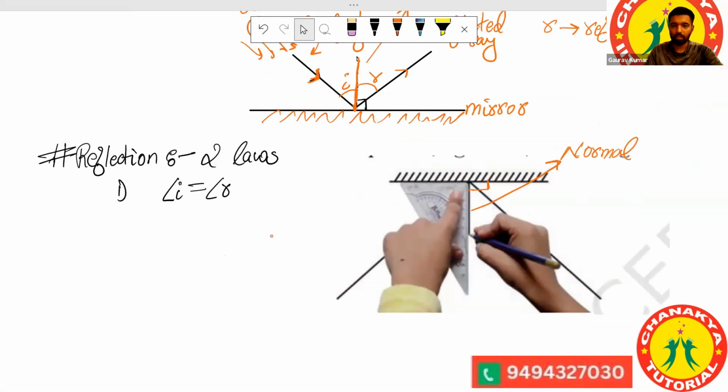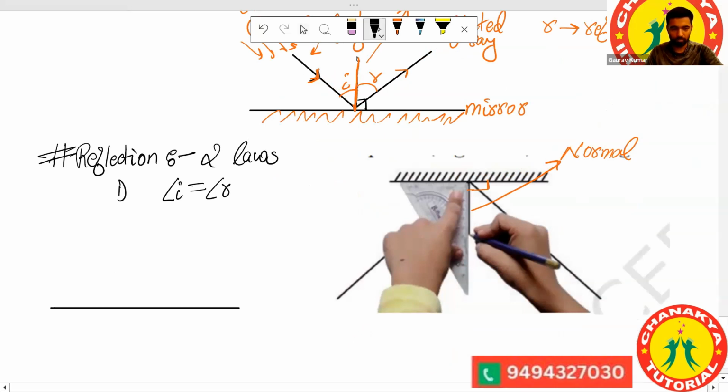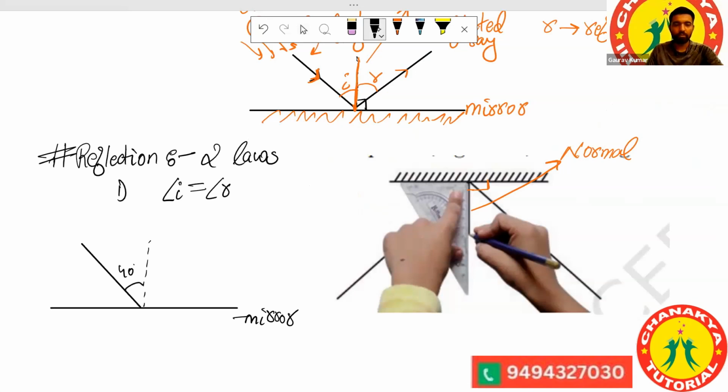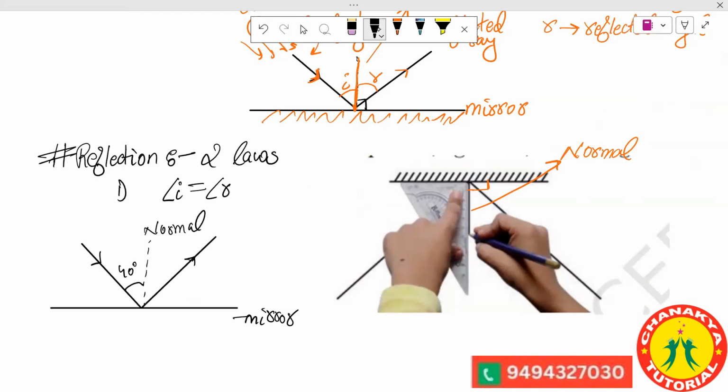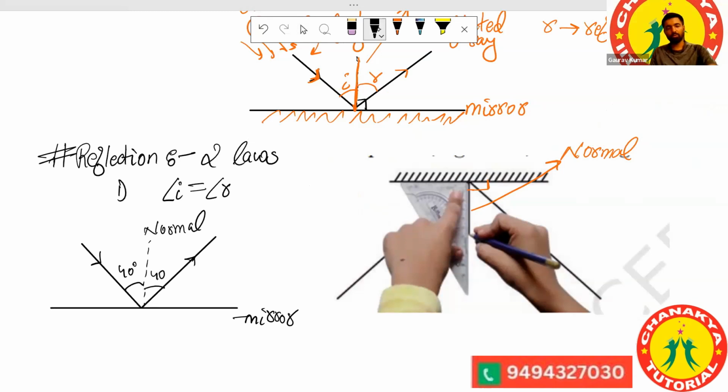So assume I give you an example. This is a mirror and light is coming at 40 degrees with the normal. So what will be the reflected angle? 40 degrees. That will also be 40. So if a light is coming at 40 degrees with the perpendicular, which is the normal, then it will go back at 40 degrees with the normal.